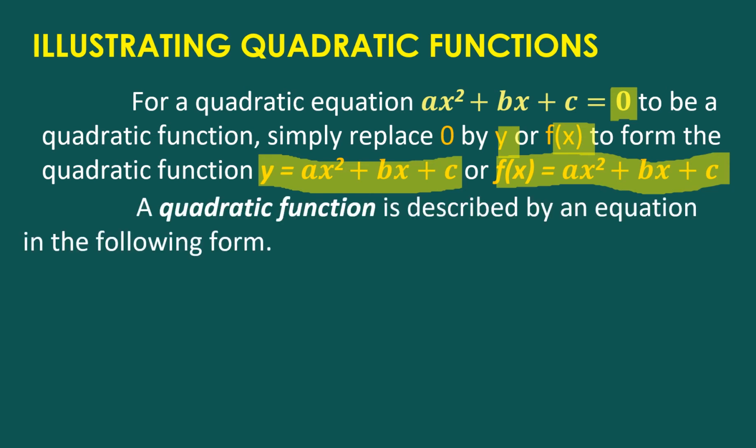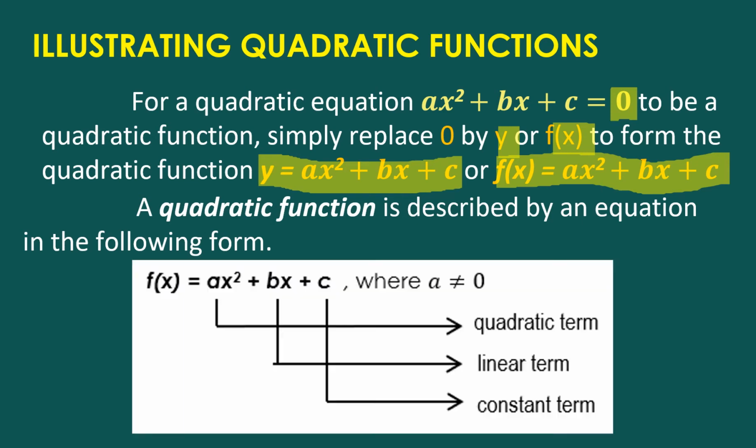A quadratic function is described by an equation in the following form: f of x equals ax squared plus bx plus c, where a is not equal to 0. Or it could also be y equals ax squared plus bx plus c. Ax squared here is the quadratic term, bx is the linear term, and c is the constant term.